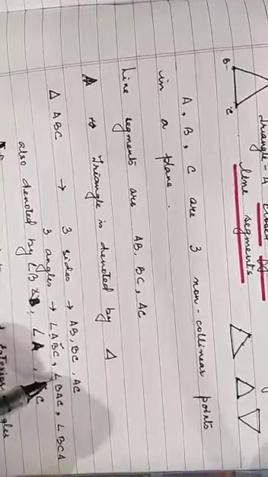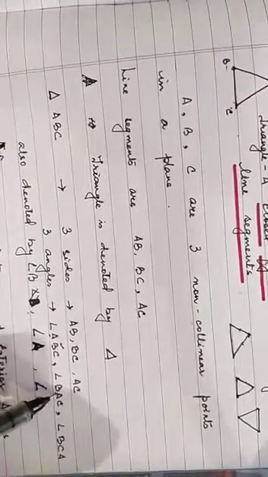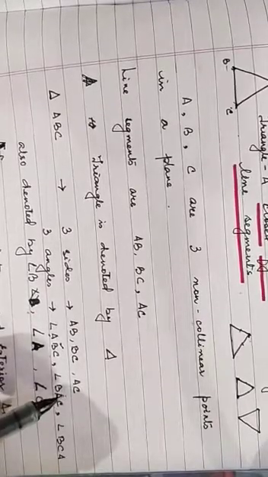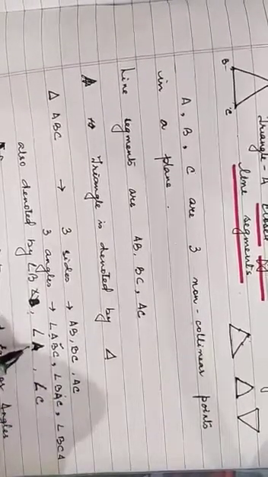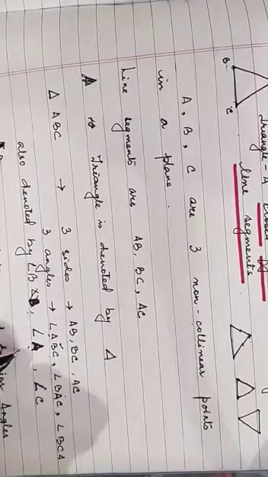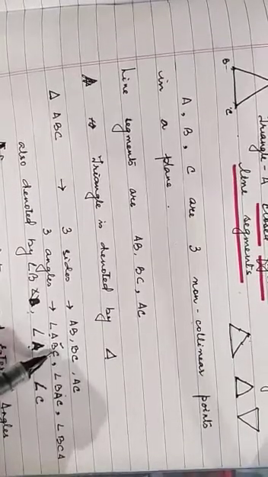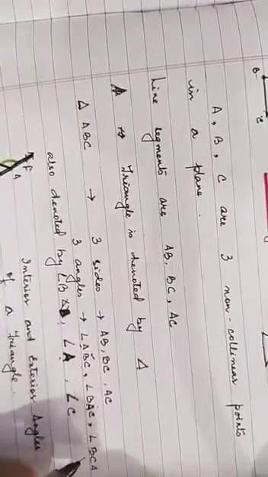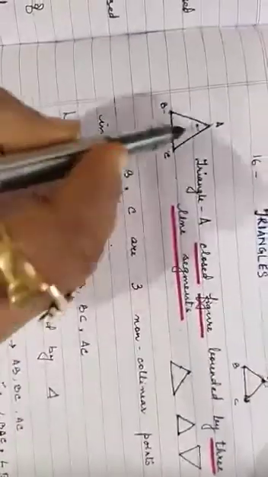Instead of writing angle BAC, A is in the middle, which means the angle is formed at A. So instead of BAC, you can write it as angle A. When you write an angle, the center alphabet denotes the vertex. And angle BCA can be written as angle C because C is in the middle.